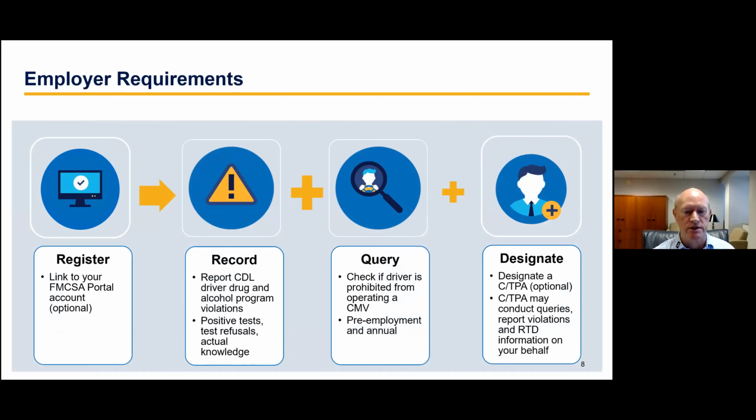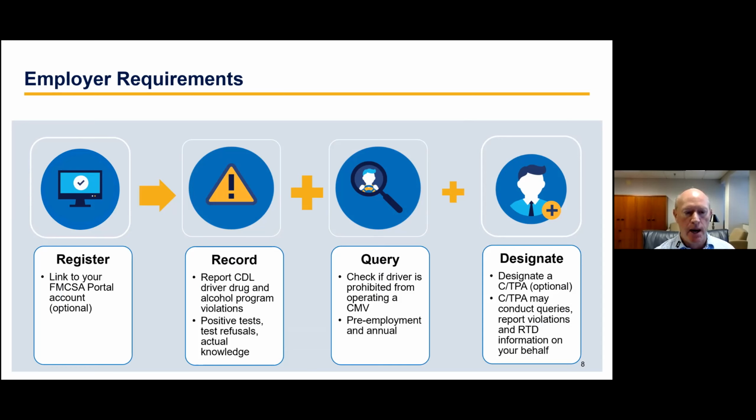Employer requirements are similar. So again, as an employer, you need to register in the clearinghouse too. Everybody has to register. And if you have a DOT number, you have the option of linking your FMCSA portal account to the clearinghouse. It's not required, but it's another way to do it, where it would actually come up in your FMCSA portal account. You click on the Drug and Alcohol Clearinghouse, but you do not have to do it that way. It's just a convenience if you want to.